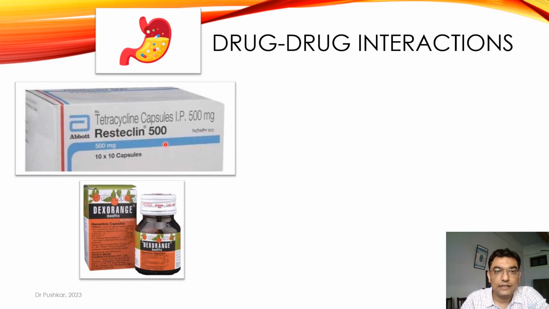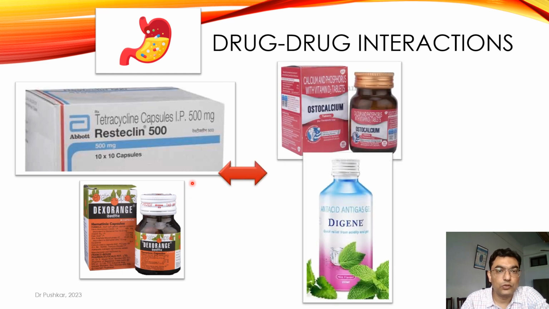So tetracycline and iron should not be given with calcium and antacids. Very important drug-drug interaction, because we give iron very commonly, as well as we use tetracycline in our daily practice, and tetracycline has very high affinity for polyvalent cations, such as calcium. Calcium is a polyvalent cation. Antacids contain aluminium and magnesium cations. So if we give tetracycline with these, it will form chelates. There will be a chelation, so it will form insoluble complexes.